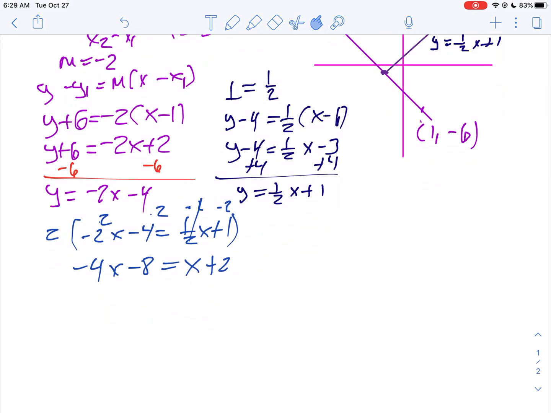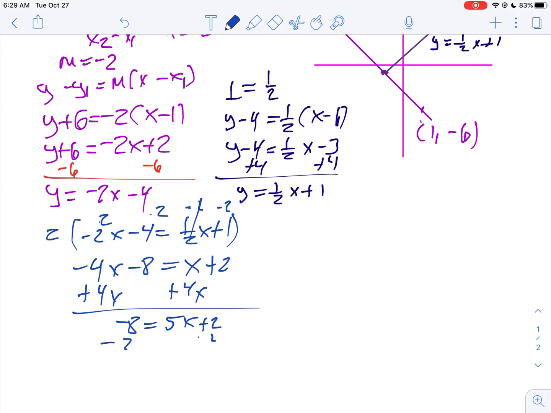Now, let's solve for x. I'm going to add 4x to both sides. Then we get negative 8 equals 5x plus 2. Now I'm going to subtract 2 from both sides. So you get negative 10 equals 5x. Divide both sides by 5. x equals negative 2. So the x-coordinate of this point is negative 2.